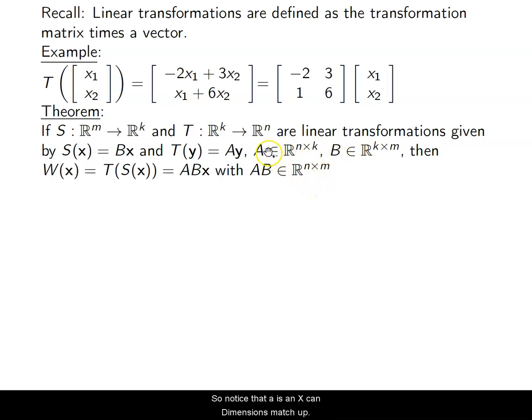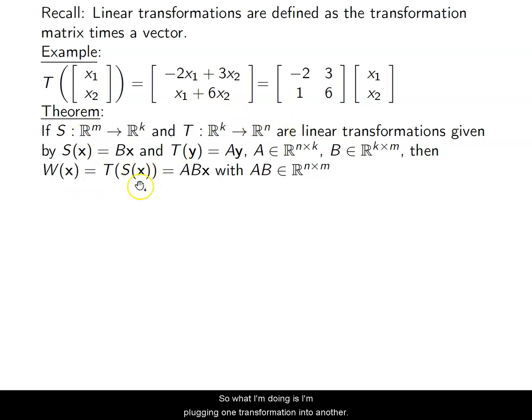So notice that A is n times k. So the dimensions match up. So this is what's happening. It's a composition, okay? I'm going from m to k because S is inside of T. So the first thing I do is I apply the S. I go from m to k and then from k to n, right? So my first domain is m and my ending range is n.